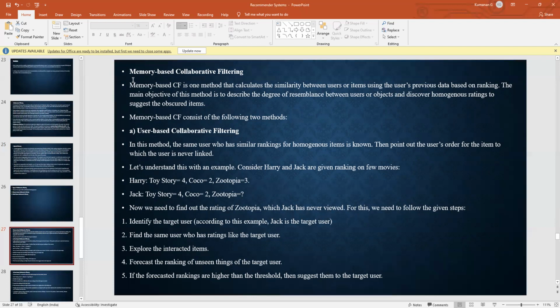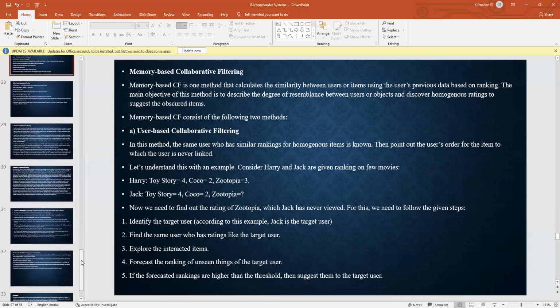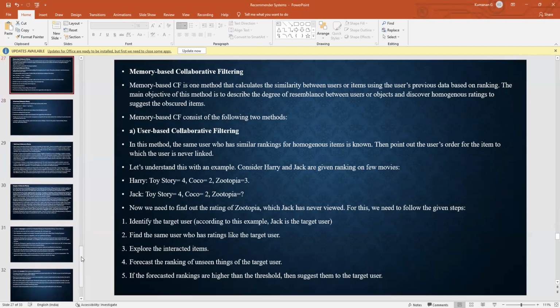User-based collaborative filtering. In this method, similar users who have similar rankings for homogeneous items are identified. Then it points out those users' orders for items to which the target user has never been linked. Let's understand with an example. Consider Harry and Jack, who have given a few ratings. Harry: Toy Story equals 4, Coco equals 4, Zootopia equals 3. Jack: Toy Story 4, Coco 4, Zootopia unknown.